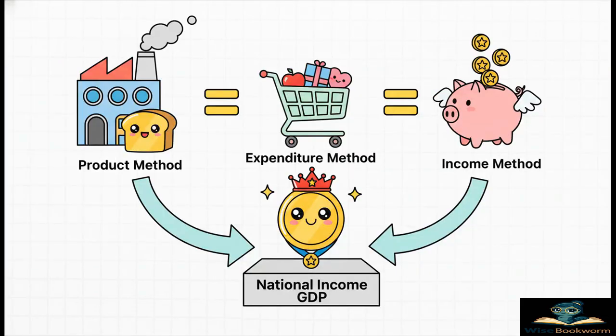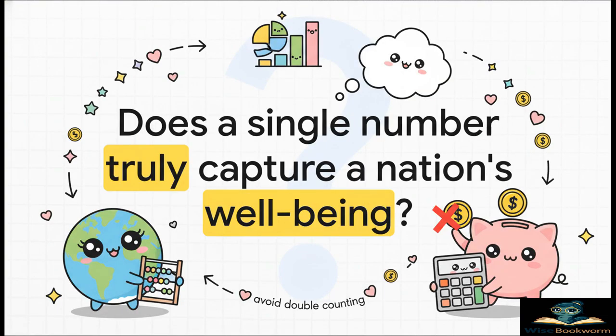And the truly beautiful thing is, all 3 methods are designed to give you the same answer. Whether you count what's made, what's spent, or what's earned, you're measuring the same underlying flow. You're measuring the national income, which you probably know by its more common name, gross domestic product, or GDP. So there you have it. That single number you hear on the news isn't just pulled out of thin air. It's the result of this incredibly detailed accounting system, all built on that idea of a circular flow and the golden rule of never double counting.